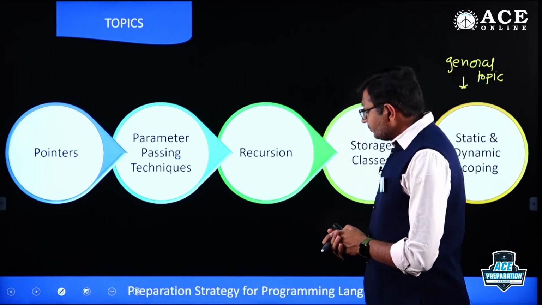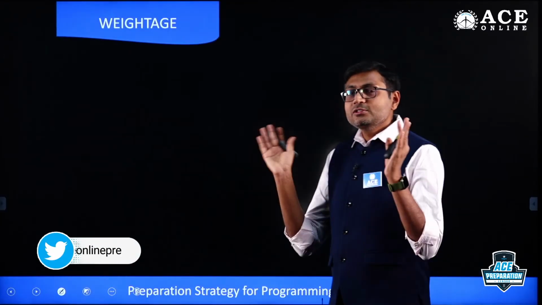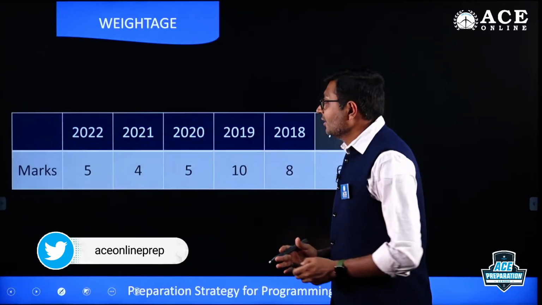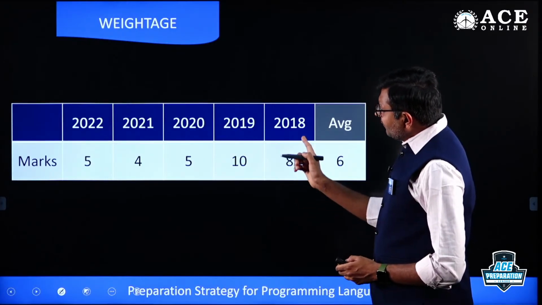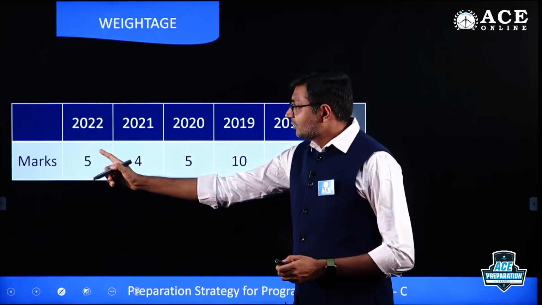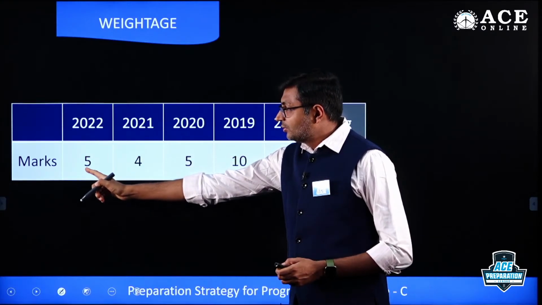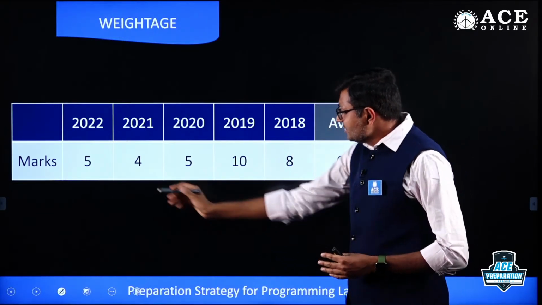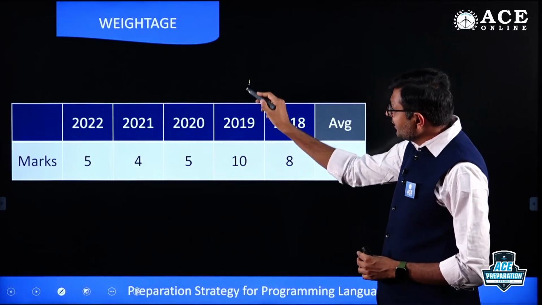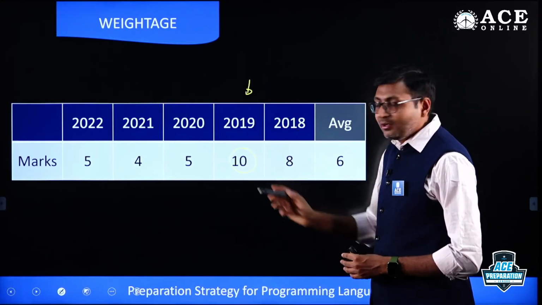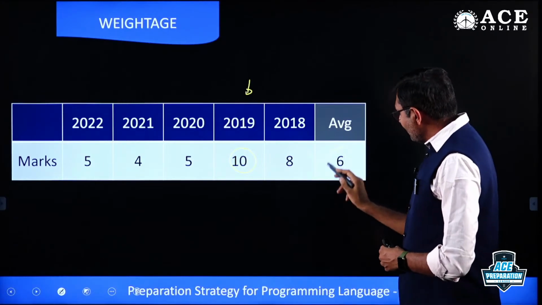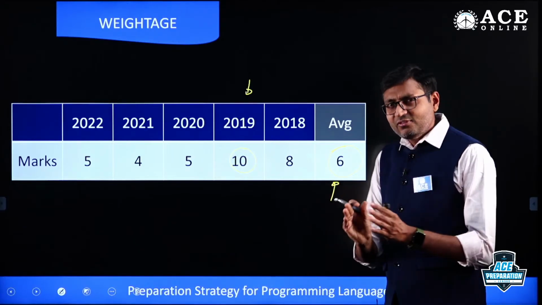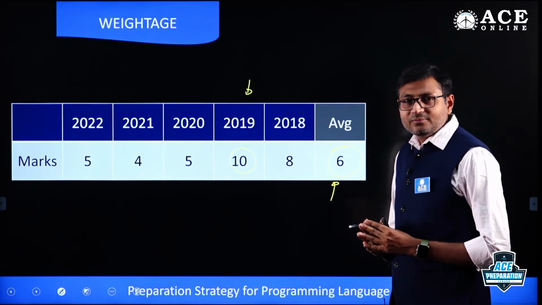Now, let us look at, out of all these topics or overall C programming, how much is the weightage for the GATE. I have collected the data of the last 5 years. This year, 2022, the programming language was asked for 5 marks. You can see the number of marks here. Surprisingly, in 2019, we have it for 10 marks. So, if I take the average of all these for the last 5 years, I get an average of nearly 5 to 6.